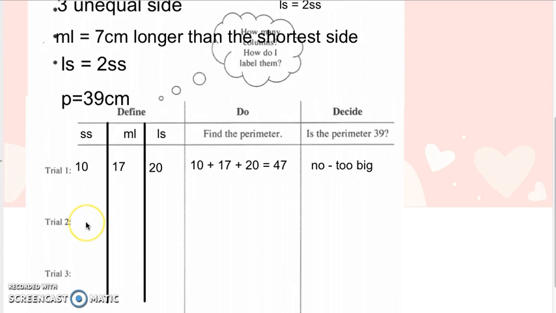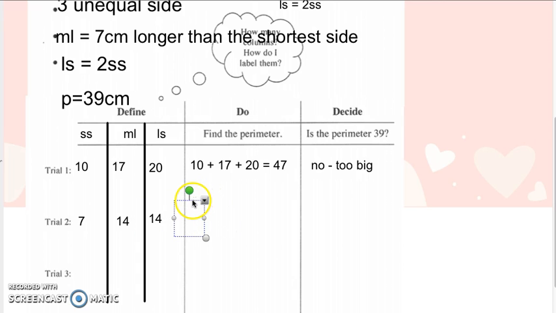What I'm going to try is 7. So if I pick 7 as my shortest side, then for my middle length side, I would do 7 centimeters plus the shortest side. So my middle side would be 14 centimeters. And then for my longest side, it's 2 times the shortest side. So 2 times 7 would also be 14.